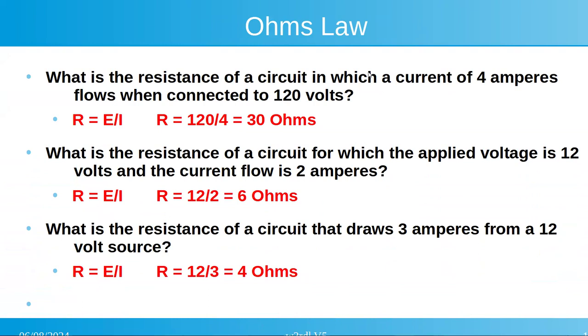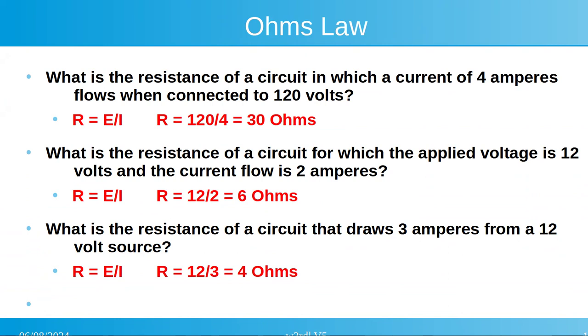Okay, here's some practical examples. What's the resistance of a circuit in which a current of 4 amps flows when it's connected to a 120 volt source? So I know the voltage, I know the current, I want to know the resistance. So I want R. I don't know R, I know E and I. So what do I do with them?